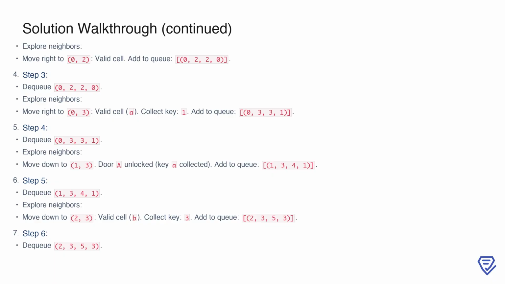Next, from 0, 3, 3, 1, we move down to position 1, 3, where door A is located. Since we've already collected the matching key, the door unlocks, and we add 1, 3, 4, 1 to the queue. From 1, 3, 4, 1, moving down to position 2, 3 is valid, and this cell contains key B. Collecting this key updates our collected keys to 3, which matches all_keys. The new state 2, 3, 5, 3 is added to the queue.